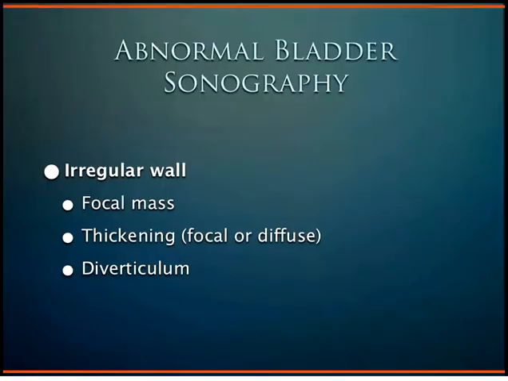The bladder should have a smooth wall throughout its perimeter, so the idea is to look for any irregularities in the wall, such as a focal mass, or any areas of thickening either in a focal location or diffusely, and any outpouchings like a diverticulum.